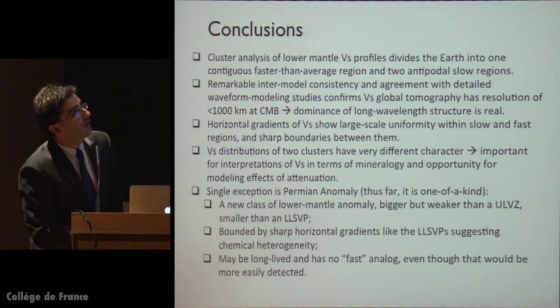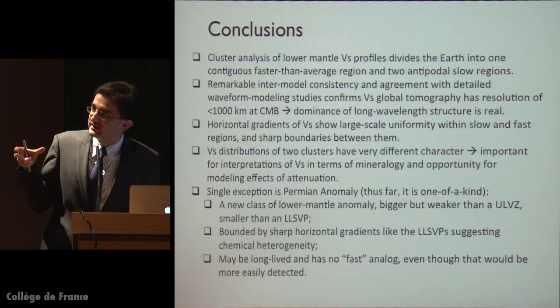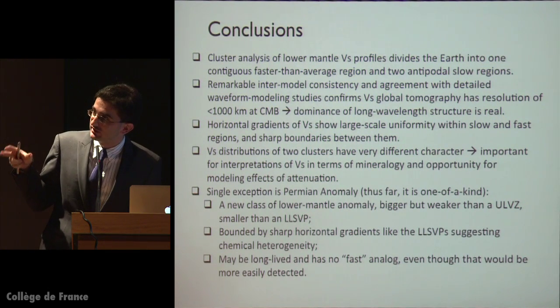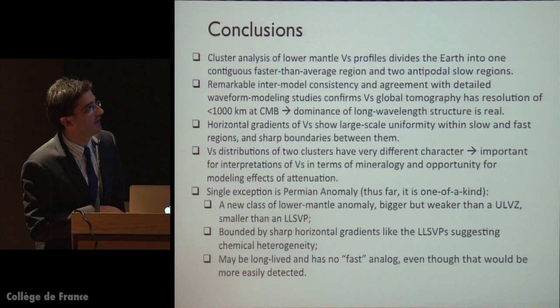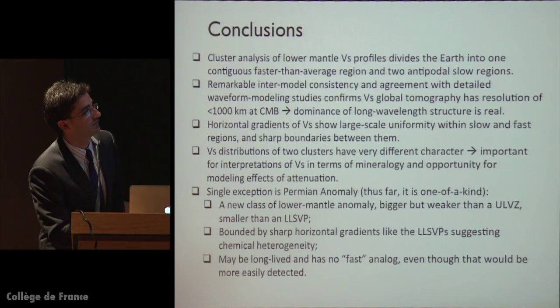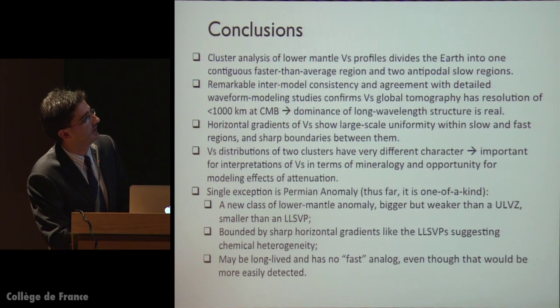So this perm anomaly you can think of as a mini LLSVP, because it has velocity reduction similar to those seen in LLSVPs. It has sharp horizontal lateral gradients bounding it, but it's far too tall to be a ULVZ, and has far too small a velocity reduction to be an ultra-low velocity zone.